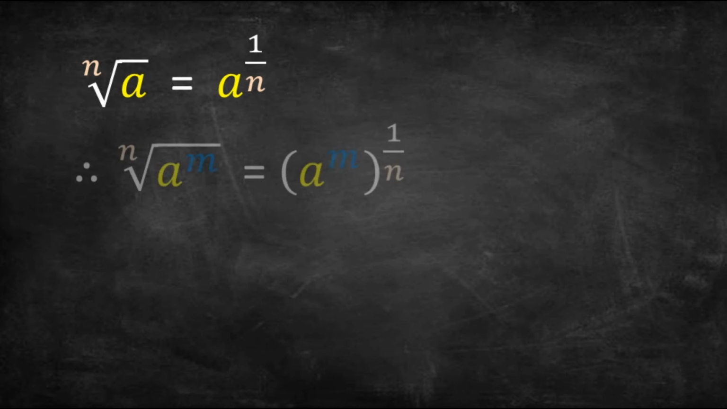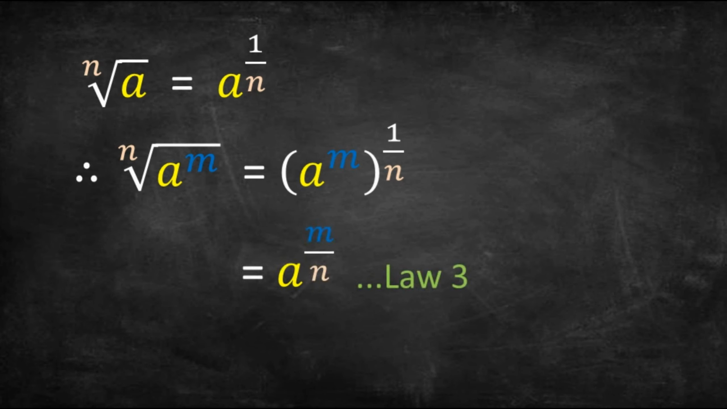Now that we've shown that the nth root of a equals a to the 1 over n, we can easily show that the nth root of a to the m equals a to the m over n. We simply replace the a in this equation by a to the m. So the nth root of a to the m will equal a to the m all to the 1 over n. And using law 3, we can multiply the powers because we have brackets, and we get a to the m over n.